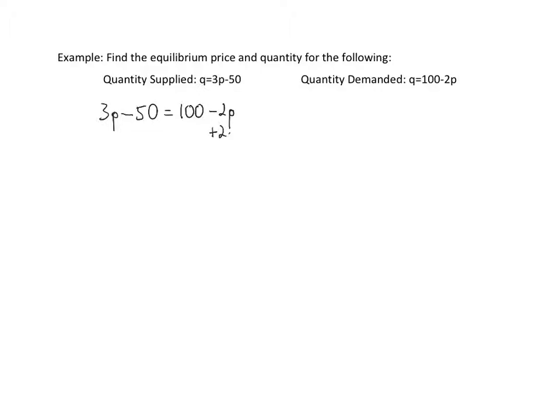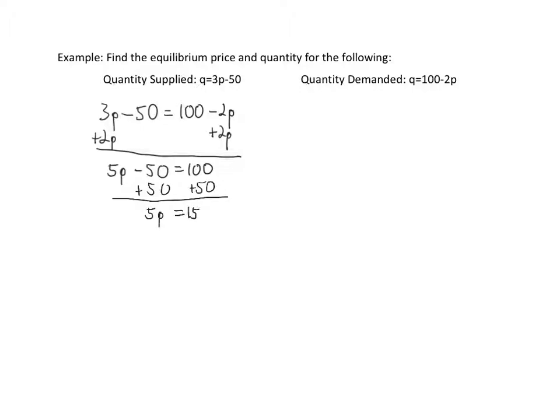So if we add 2p, 5p minus 50 equals 100. We add 50. 5p equals 150. And we divide by 5. P equals 30. So what that tells us is the equilibrium price is $30.